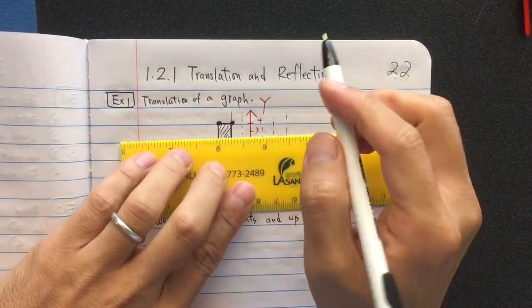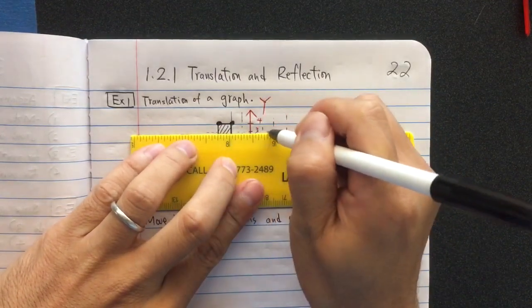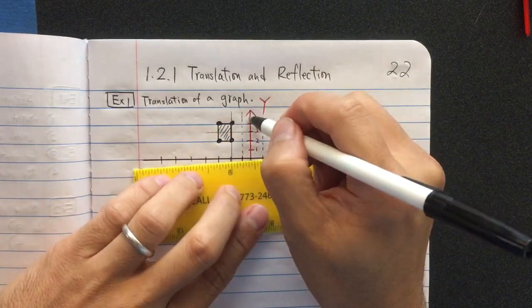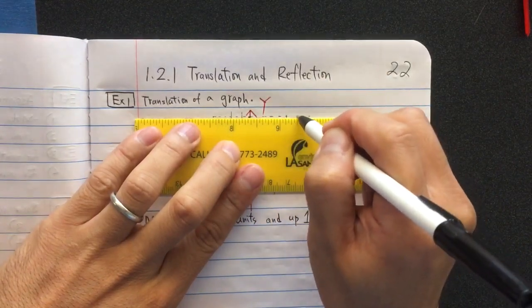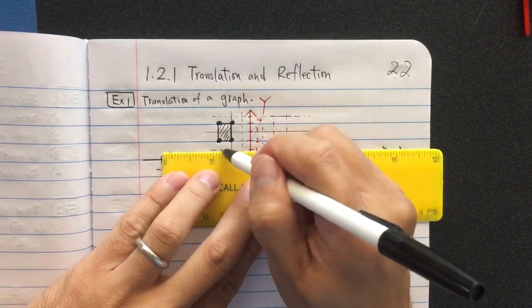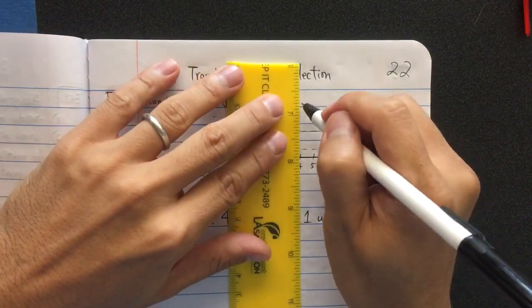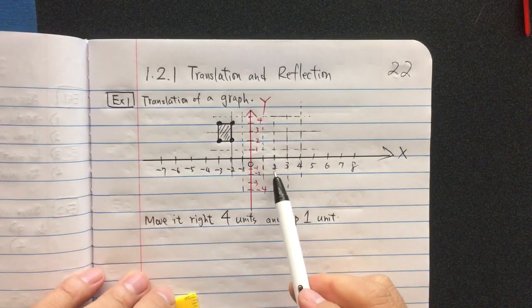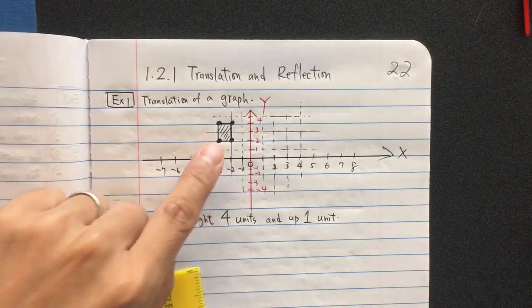Same thing here. Please make a lot of dash lines here, so that will be easy for us to follow. Please make a dash line for x equal to 1, x equal to 2, x equal to 3, x equal to 4. So now we need to move right 4 units.